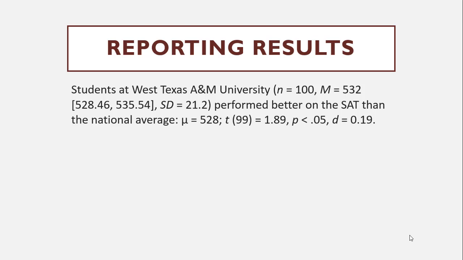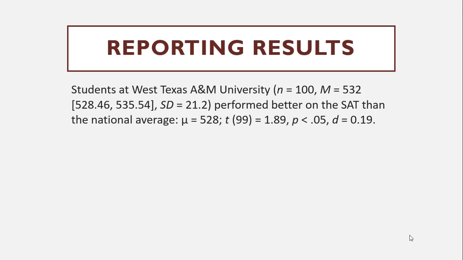So then how do we go about reporting this? Reporting is very similar. Students at West Texas A&M University, N is 100, mean is 532, standard deviation is 21.2, performed better on the SAT than the national average, mu 528, t(99), that's the degrees of freedom, is equal to 1.89. Here I've rounded to 2 decimal places because typically when reporting, we report to 2 decimal places. Occasionally we will report to 3 for different types of tests. For this class, 2 should be fine.